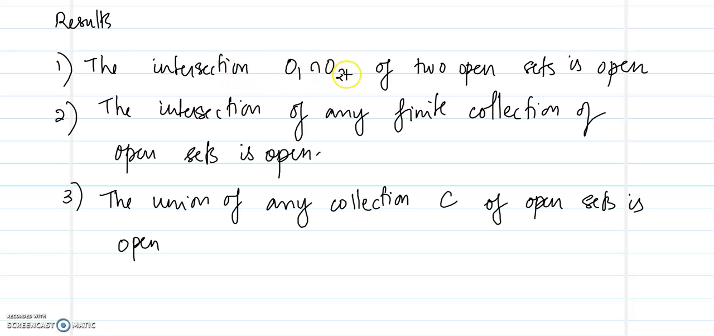A few more results. The union of open sets is again open, and the intersection of any finite collection of open sets is open. So a finite intersection of open sets is again open, and the union of any collection of open sets is again open. That is, an arbitrary union of open sets is open. So these are some of the results related to open sets.